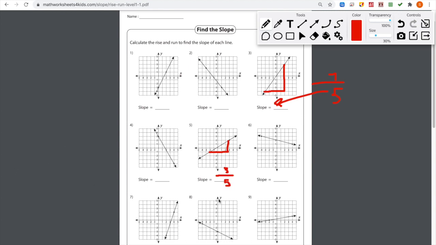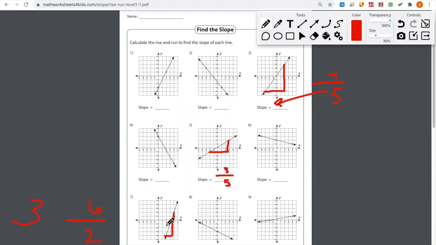All right. Now we're going to go to 7. All right, we see our point here and here, and we're going to take a look at it. Our rise is going to be 1, 2, 3, 4, 5, 6. And our run is going to be 2. So that would simplify to 3. 6 divided by 2 is 3.